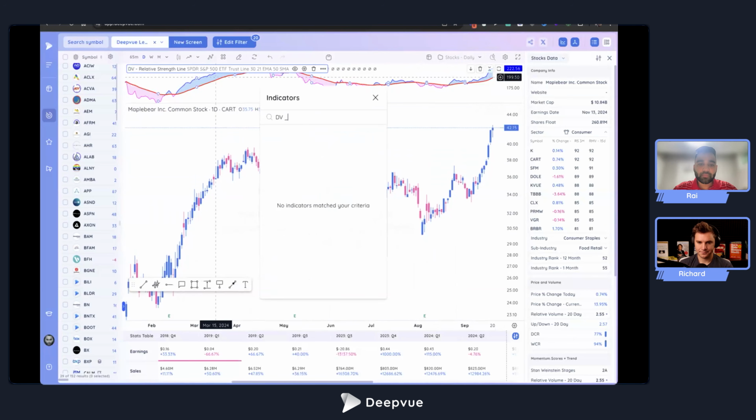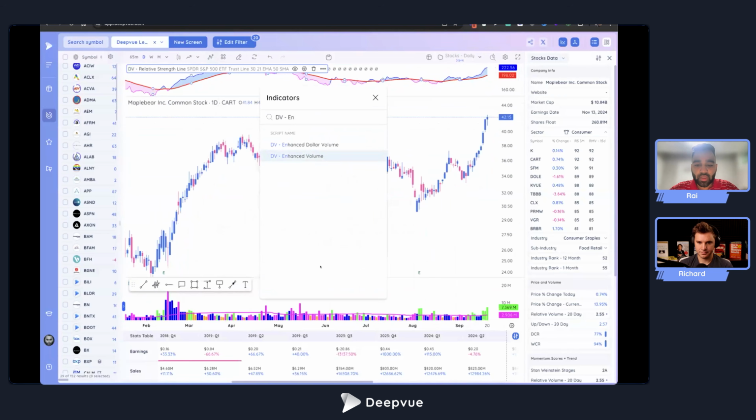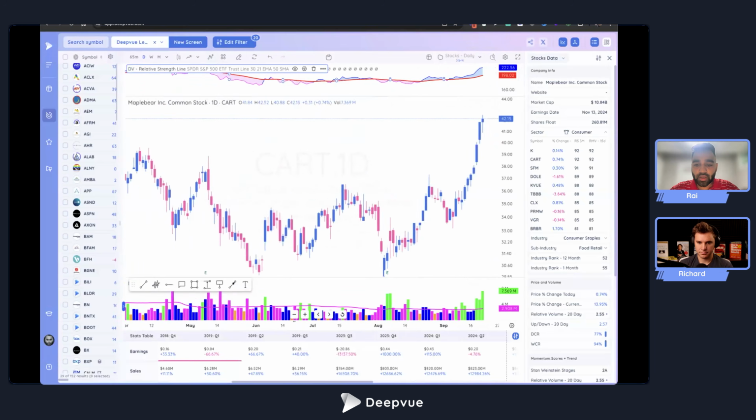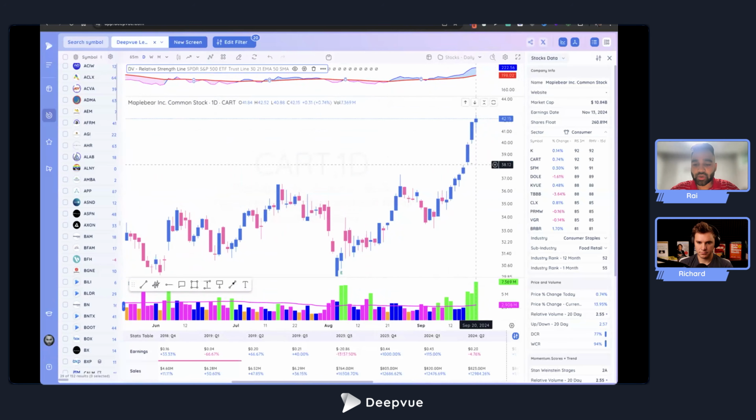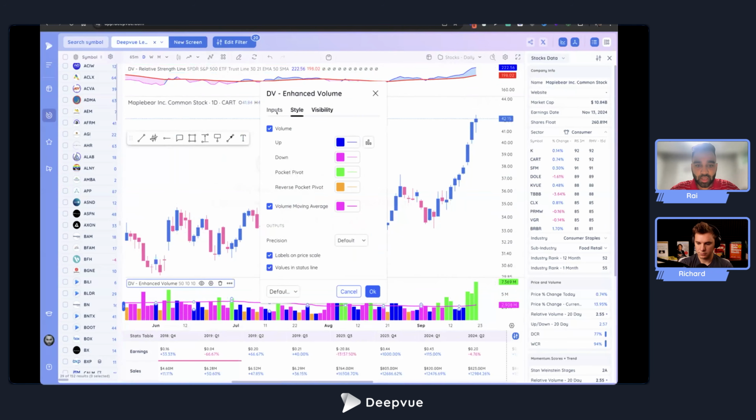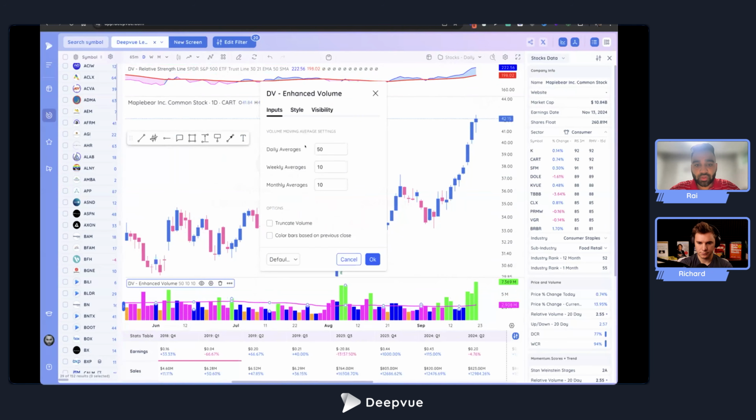The second thing I tend to add is the DV enhanced volume. This now gives me a lot of information while I'm looking at a chart, and it allows me to separate good price action from bad price action, essentially by taking a look at how price is doing and then taking a look at how volume is accompanying that price action.